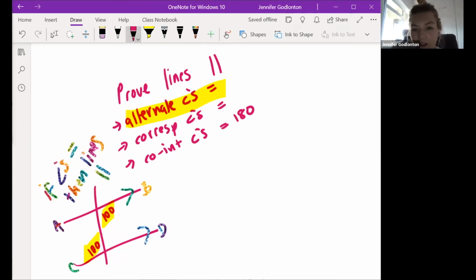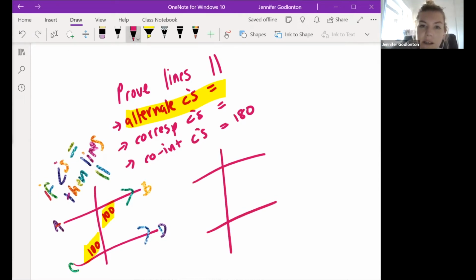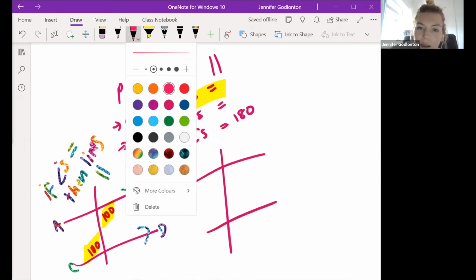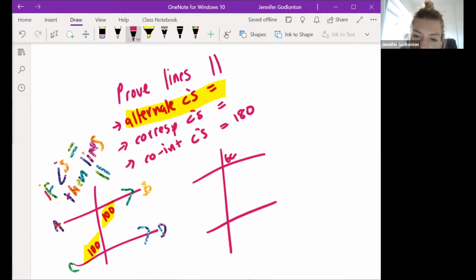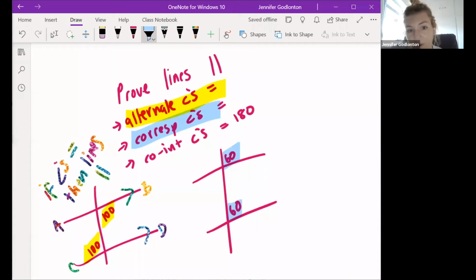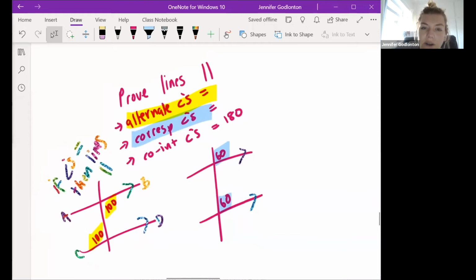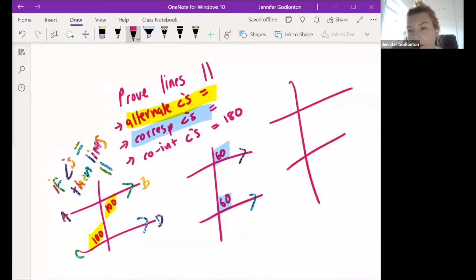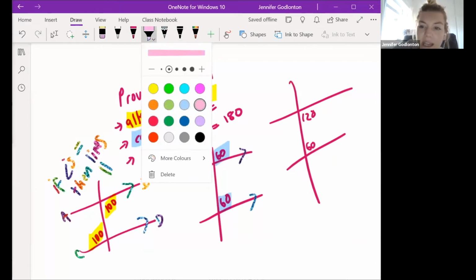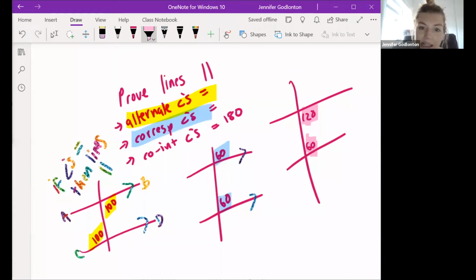Okay, so that's alternate. If we had corresponding, if this was 60 and this was 60, they are corresponding angles that are equal to each other. So then we could prove that these 2 lines here are parallel. And then the last one is looking at co-interior angles. If this was 60 and this was 120, if we added those together, we would get 180. And so our co-interior angles would equal 180. That's how we prove parallel lines.